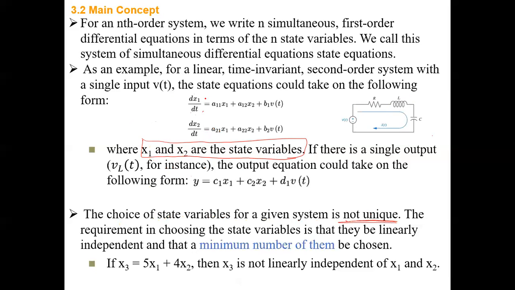You could have maybe I and Q, or it could be VC and Q, it could be I and VC, it could be in any set. This is just an example. Some of them may be forbidden, maybe this is not a valid choice. We'll figure that out. I'm just trying to say that the choice is not unique. Which one is valid, which one is not valid, we'll figure that out.